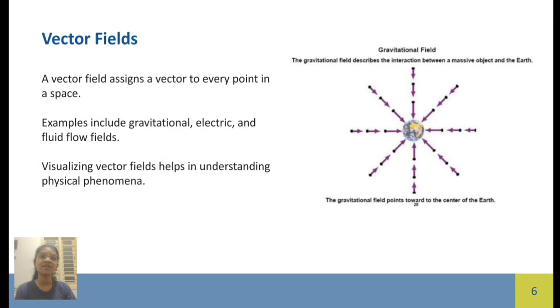Vector fields. A vector field assigns a vector to every point in a space. Examples include gravitational, electric, and fluid flow fields. Visualizing vector fields helps in understanding physical phenomena.